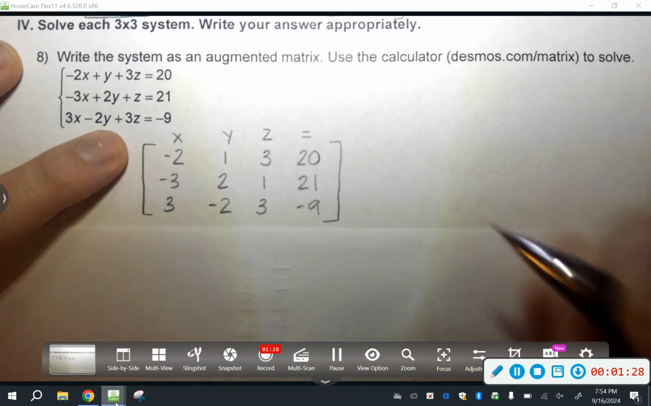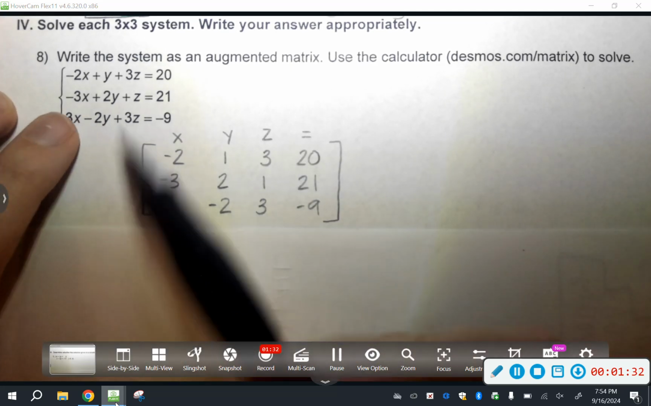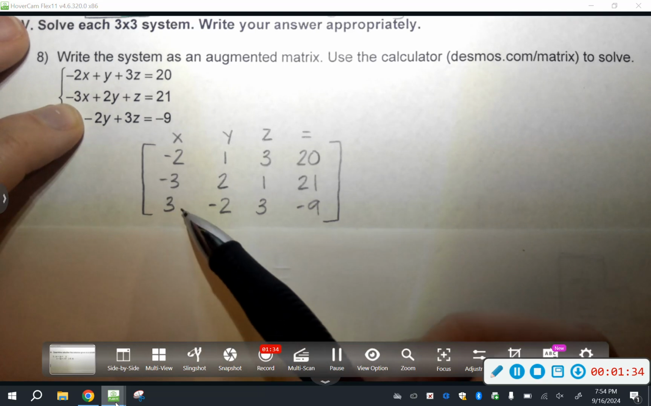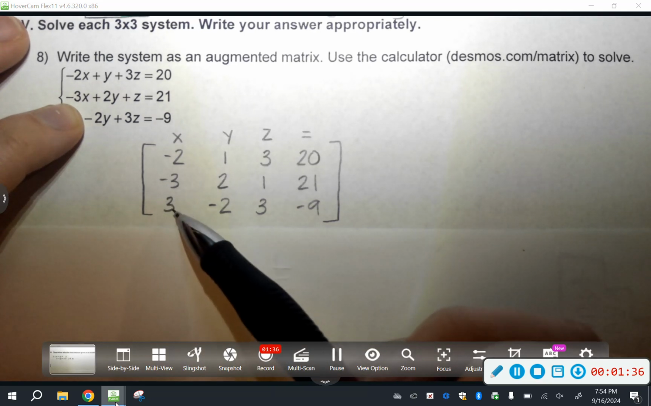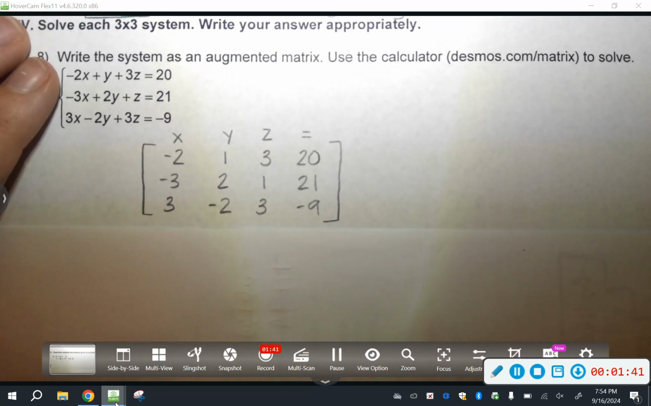Okay, so make sure everything is filled in. Remember, if I didn't have this 3x over here, I still have to fill something in the matrix. You would just fill it in with a 0, but we had everything filled in already, so we're good to go.